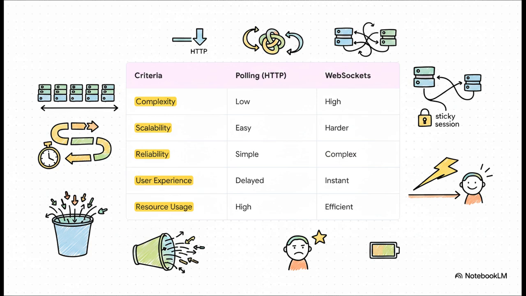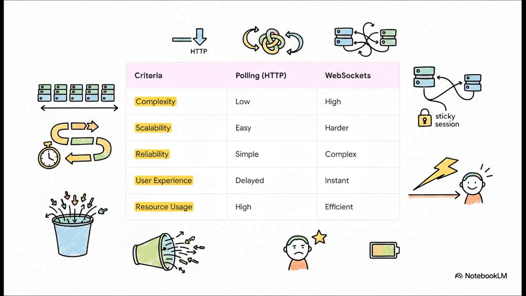It's plain old HTTP. WebSockets, though, high. You're managing a persistent, stateful connection, and that's a whole different beast. For scalability, polling's stateless nature makes it a breeze to scale with standard load balancers. WebSockets are much harder, often needing sticky sessions to make sure a user stays connected to the same server. Reliability? Retrying a failed HTTP request is simple. Handling a dropped WebSocket, that requires custom logic you have to write.